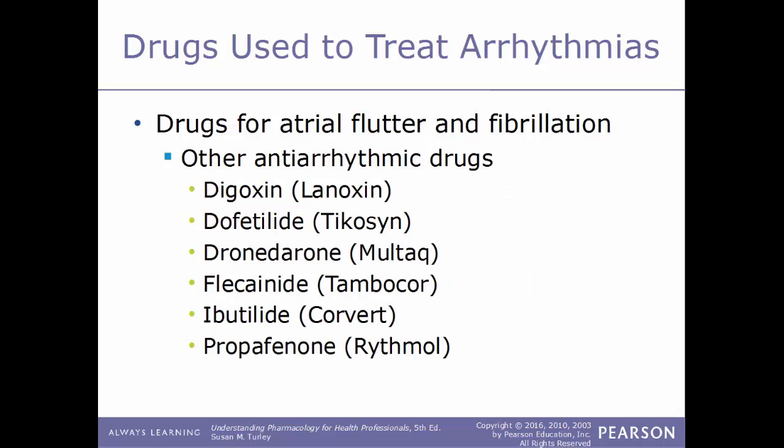Some other drugs that could be used to treat atrial flutter and fibrillation: digoxin, also known by the name of Lanoxin; dofetilide, also known by the name Tikosyn; dronedarone, also known by the name Multaq; flecainide, known by the name Tambocor; ibutilide, known by the name Corvert; and propafenone, known by the name Rhythmol.